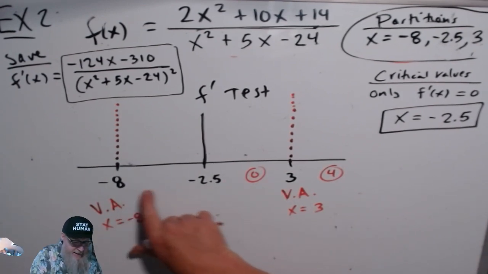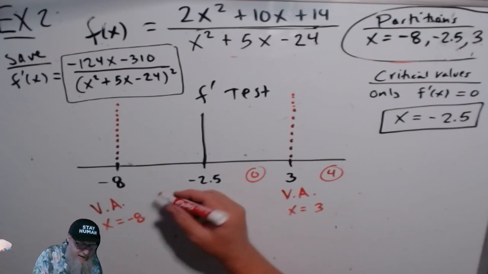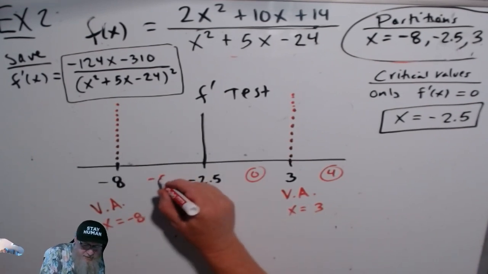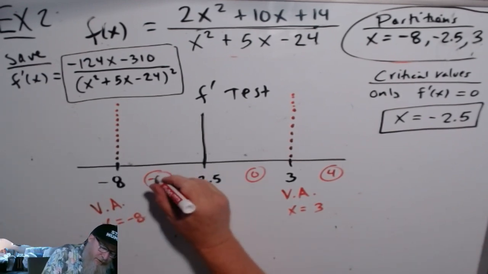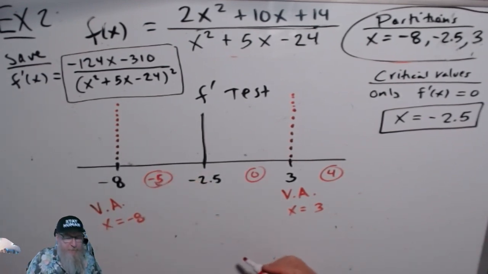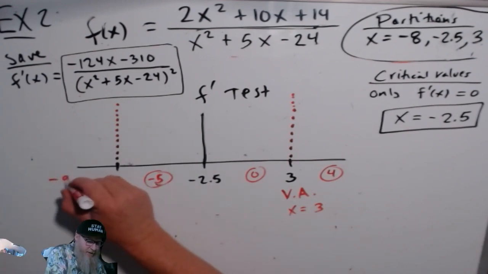Good. Anything between negative 8 and negative 2.5. I don't know, negative 5. You get to pick any number you like, as long as it's true. It has to actually be in that region. And then a number over here, say negative 9.